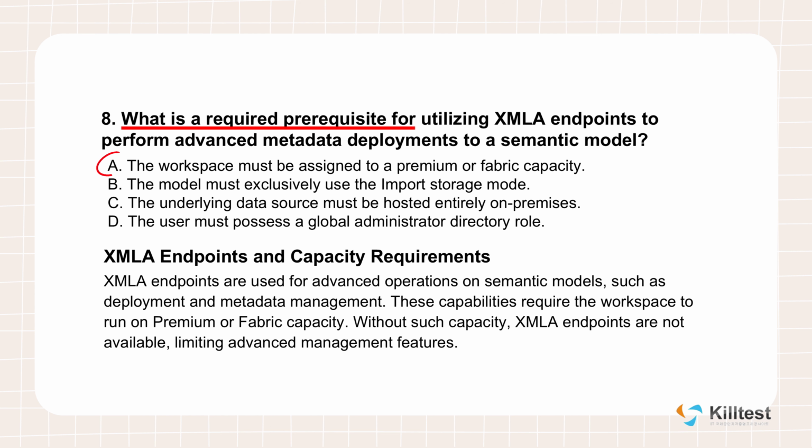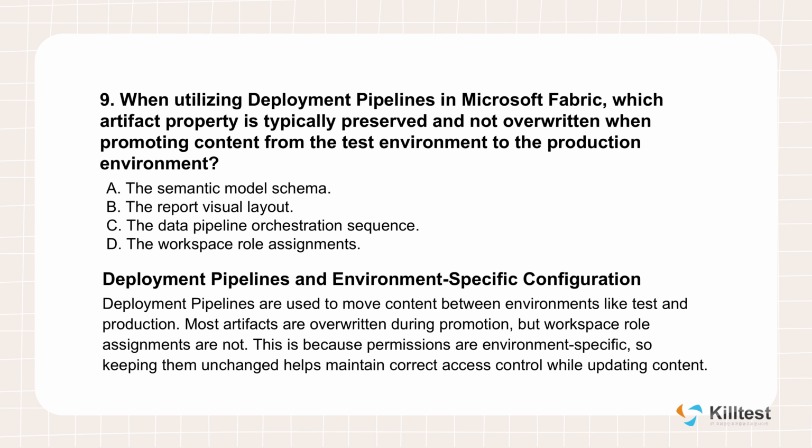Good. So you have the premium capacity, and you are ready to use deployment pipelines to move your code from your test environment to your production environment. A critical step. Definitely. Listen to this scenario. When utilizing deployment pipelines in Microsoft Fabric, which artifact property is typically preserved and not overwritten when promoting content from the test environment to the production environment? Options. Option A, the semantic model schema. Option B, the report visual layout. Option C, the data pipeline orchestration sequence. Or option D, the workspace role assignments.